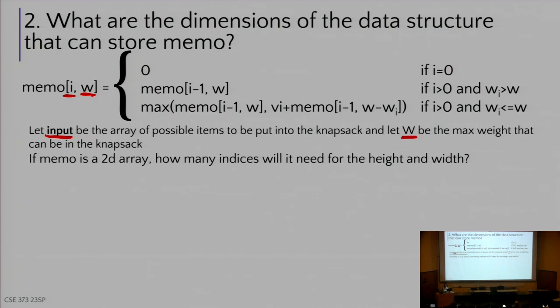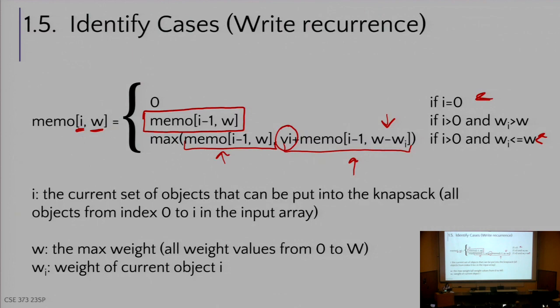Maybe the length of the input for the height and also the length of the input for the width. Yeah, so the length of the input is definitely going to be one of them. So this I refers to the set of objects that can be put into the knapsack, and the size of that set is defined by the length of input. However, this one is the weight. And so if we look at the last slide, this includes all weight values from 0 to W.